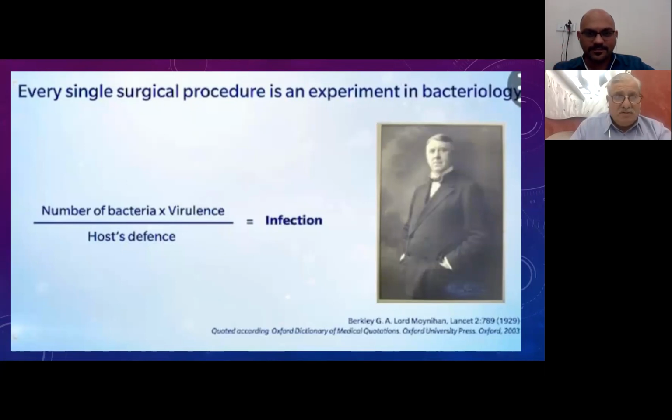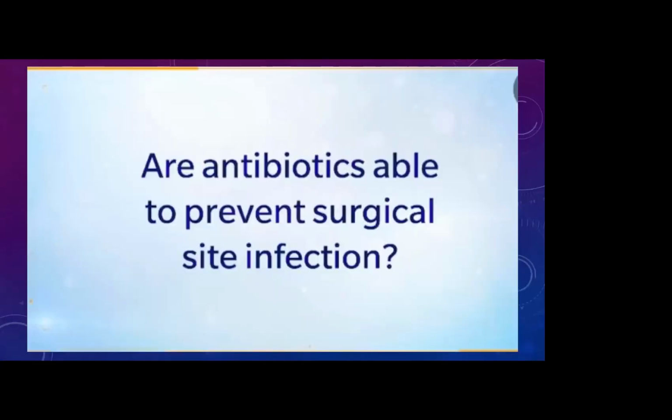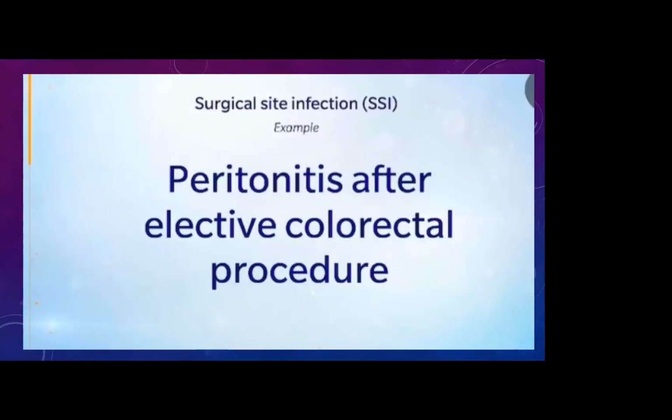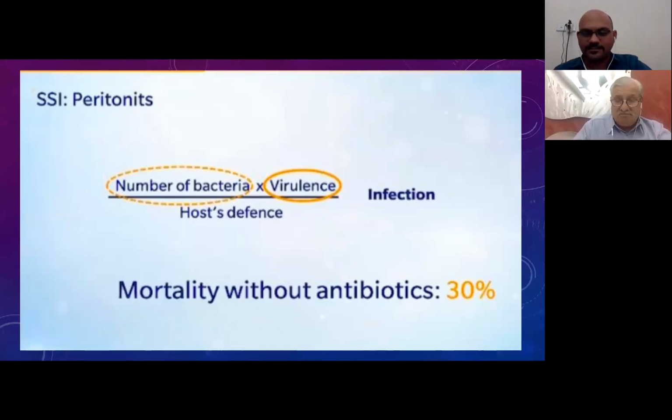There is an equation. By this equation, you know how infection occurs. The equation depends on the number of bacteria and the virulence of the bacteria divided by the host defense. So by this equation, if one increases or decreases, you get infection or no infection. Okay, the question: are antibiotics able to prevent surgical site infection? The answer is yes. Take this example, peritonitis after an elective colorectal procedure. In these cases, the number of bacteria is huge, the virulence is big, and the host defense is weak. So the mortality rate without antibiotics is about 30%.